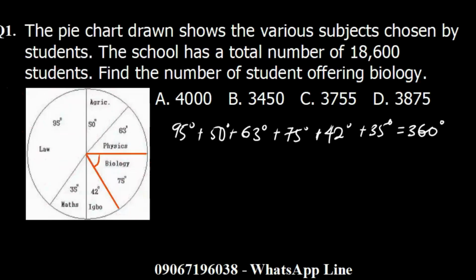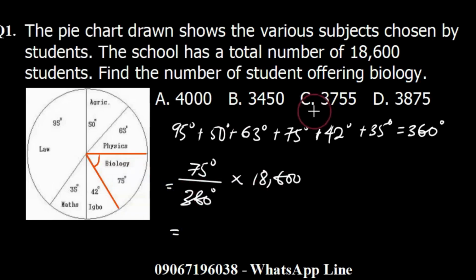So what do you do now? The section required is for biology, which is 75 degree, out of a total of what? The total portion is 360 degree. Now multiply by the total number of students in this school, that is 18,600. If you do this math, you will find that your final answer is going to give you option D, 3875.